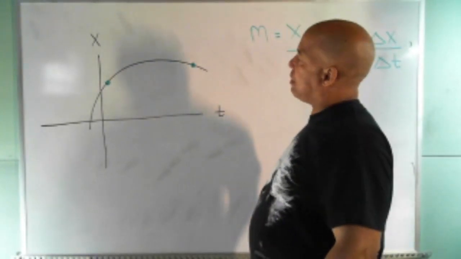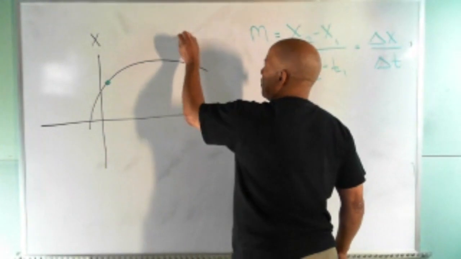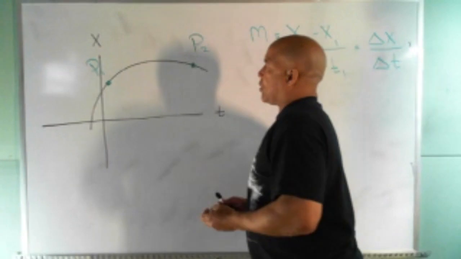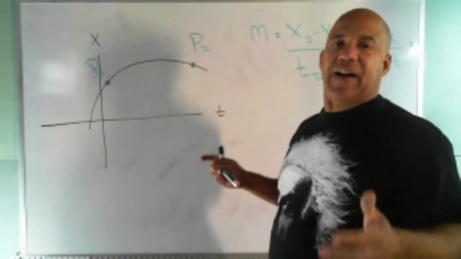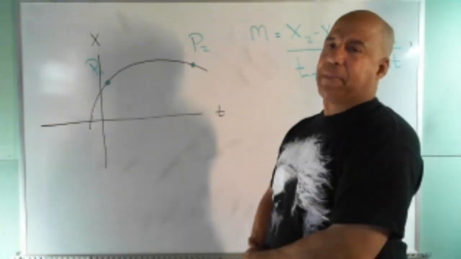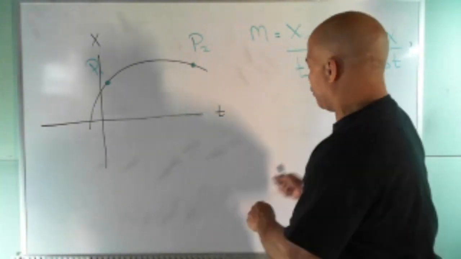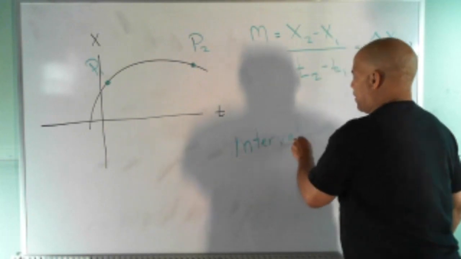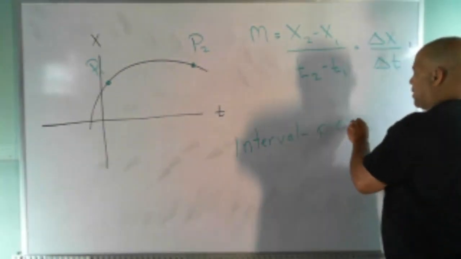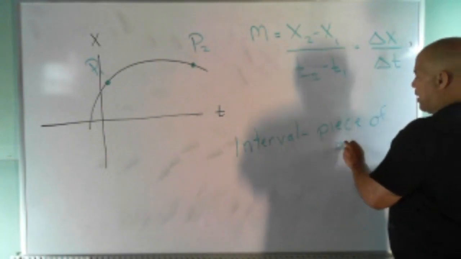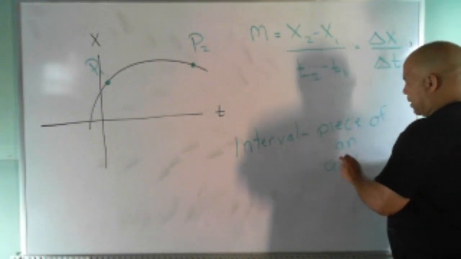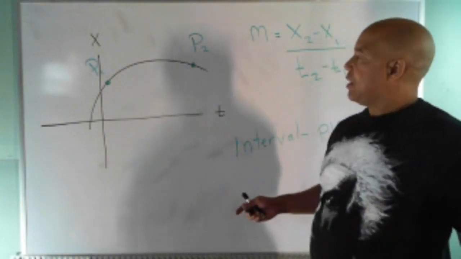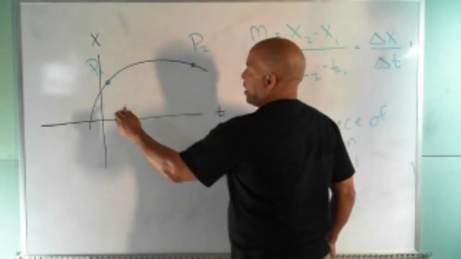Okay, all right. Well, let's name these points. Let's call this one P2, and we'll call this other one P1. So by showing where to look, we've defined the interval. And what do you mean by interval? Well, an interval is just a piece of an axis. So an interval is just a piece of the x-axis or a piece of the t-axis. So by putting a point here and here, I've defined an interval.